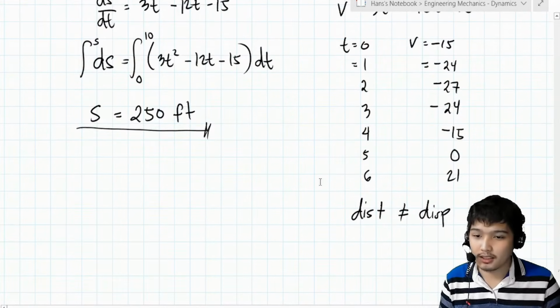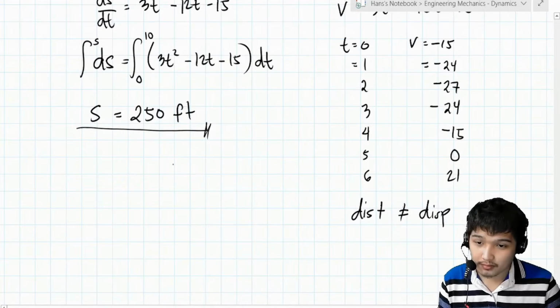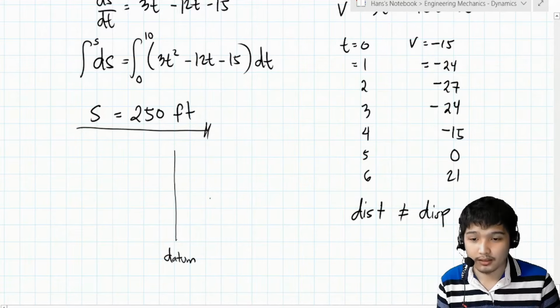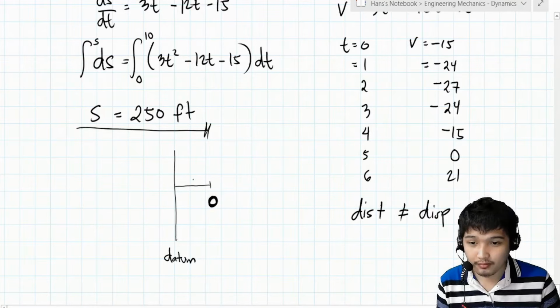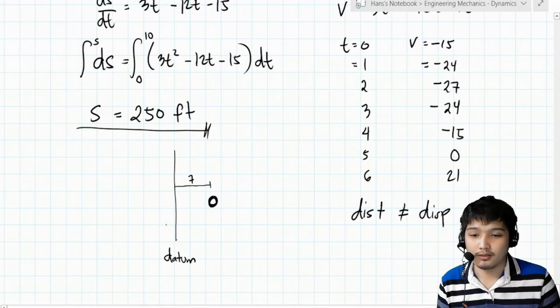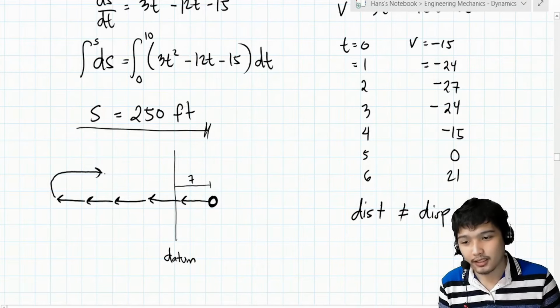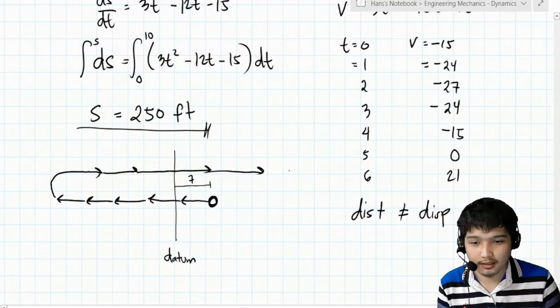So, para kasi nangyari dyan, guys, is ganito siguro, no? So, let's say, for example, ito yung datum natin. O yung reference line. So, di ba ito yung initial position niya, no? Naka 7 pa siya. Okay? So, initially, umaatras siya, no? So, ganito yung motion niya. 1 second, 2 second, 3 second, 4 second, and then 5 second, and then afterwards, ano na siya? Umabante na siya, no? 6 second, 7 second, 8 second, 9 second, and then 10 seconds.